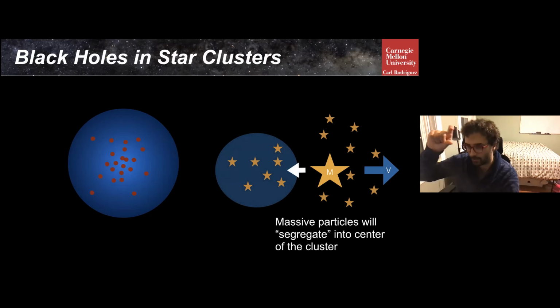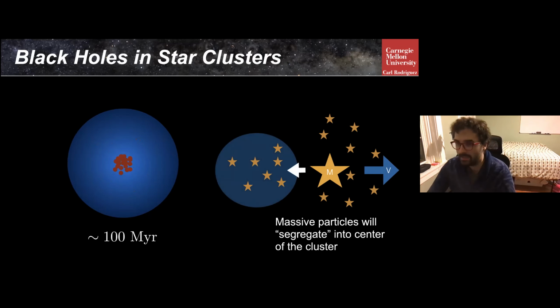Because as the black holes travel through the sea of stars, they're essentially experiencing an acceleration in the -v direction, causing them to rapidly spiral into the center of their clusters. The timescale for this depends on the mass ratio between the stars and the black holes and the overall size of the cluster. But for most of the clusters we see in the Milky Way, this process takes ballpark 100 megayears, or maybe a few hundred megayears.